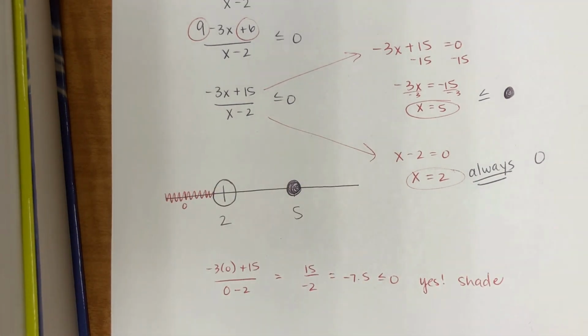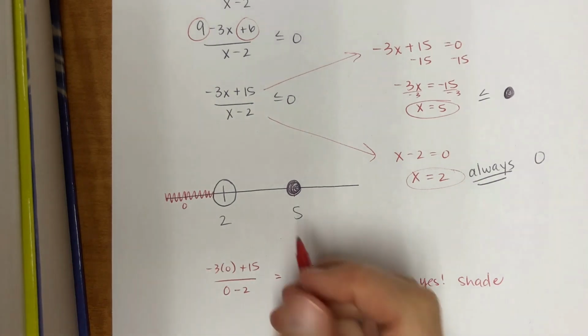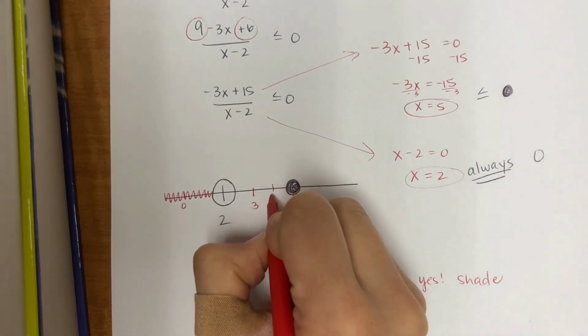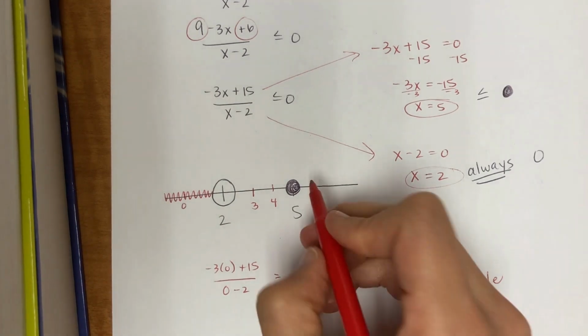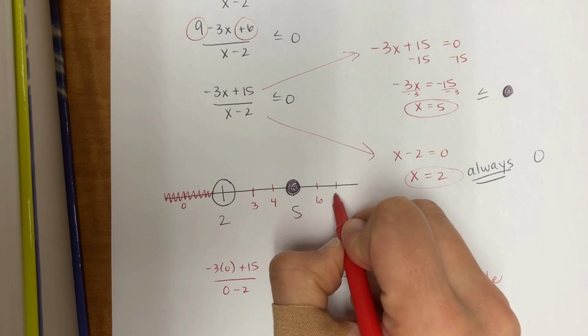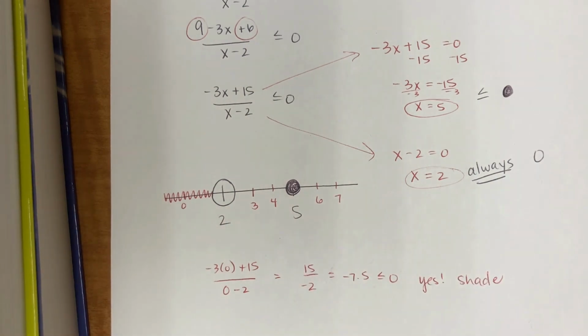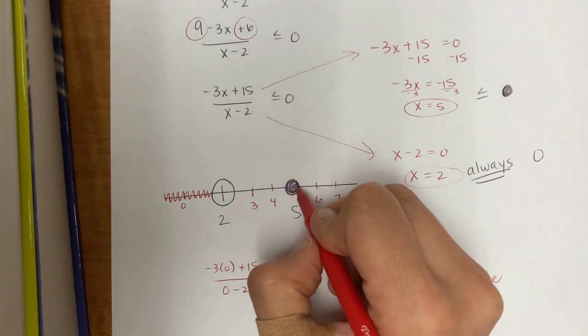Technically, you have to check every single interval, but your homework is set up so that every other interval is the ones that work for you. So if you wanted to test this interval, you could sub in a 3 or a 4 and see it's going to give you a positive number. If you wanted to test this interval, you could sub in a 6 or a 7 or an 8, and it's going to end up giving you a negative number that is less than or equal to 0.